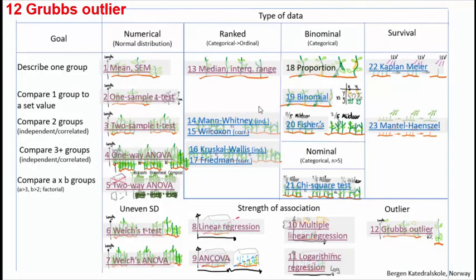Until now, we have looked at situations where one variable is categorical and the other numerical, like the t-test, or both are numerical, like linear regression. Now, first, we are going to look at a population where both variables are categorical. To describe one population of categorical data, we use the median and the interquartile range.